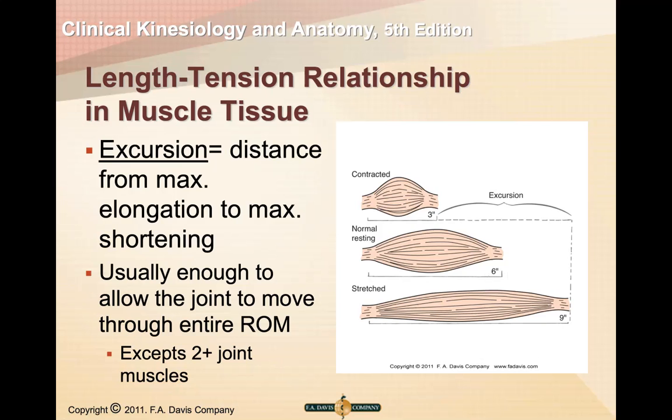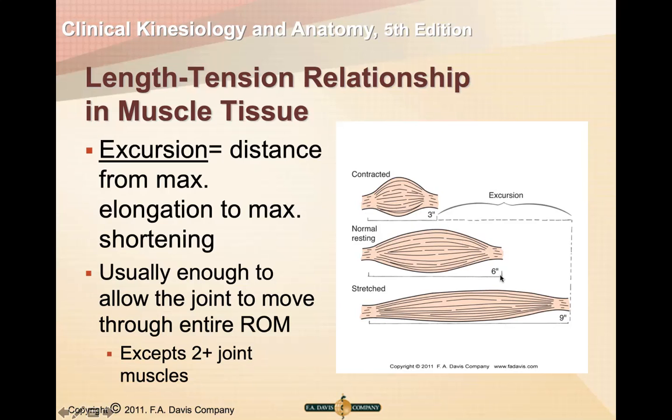When the muscle contracts, in this example, the actin and myosin filaments come together, the muscle shortens, and now it's only 3 inches long. So that was its excursion. So it went from 6 inches resting to 3 inches contracted.